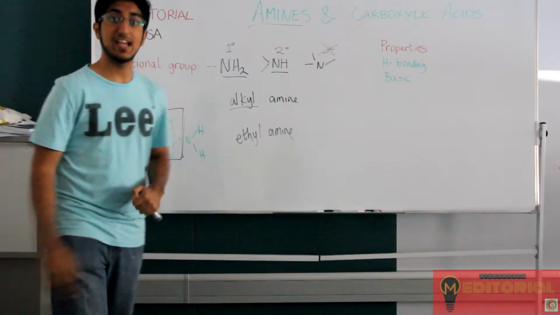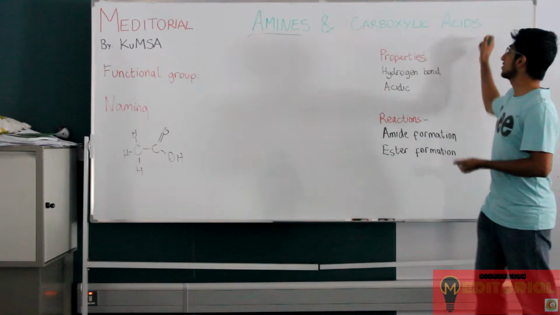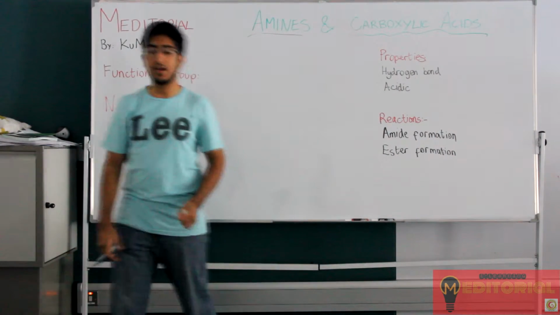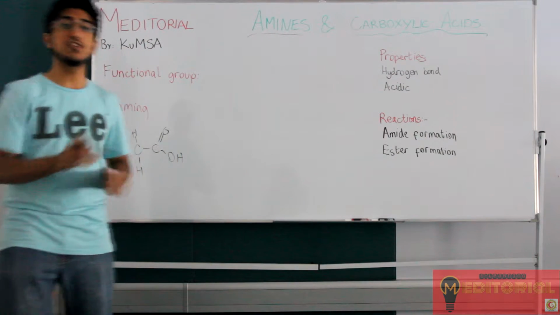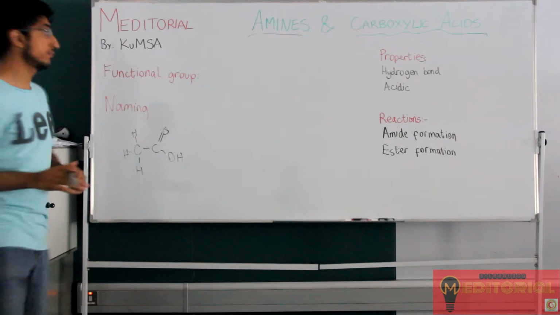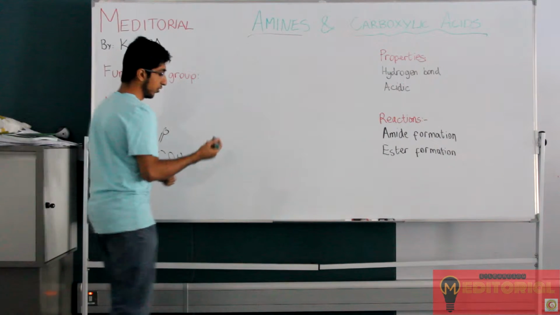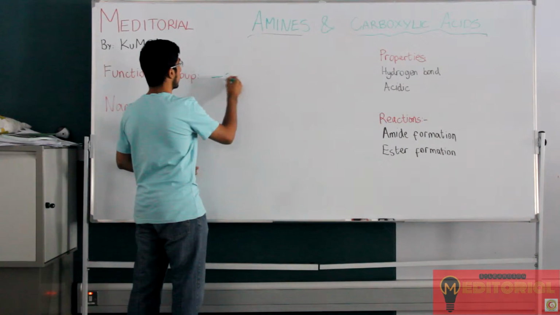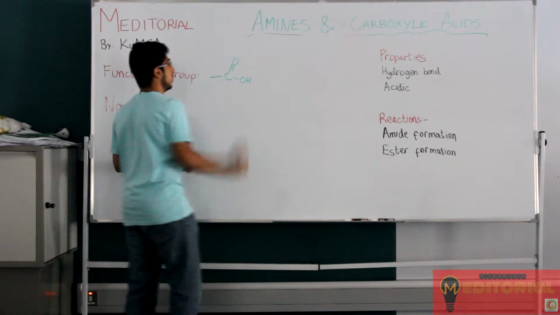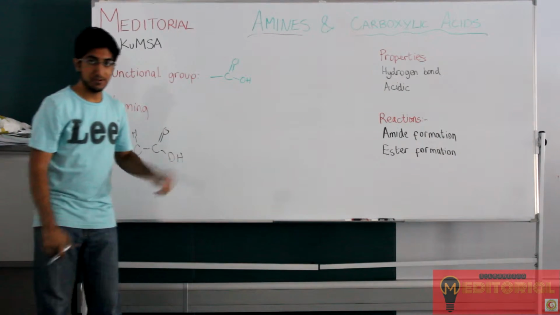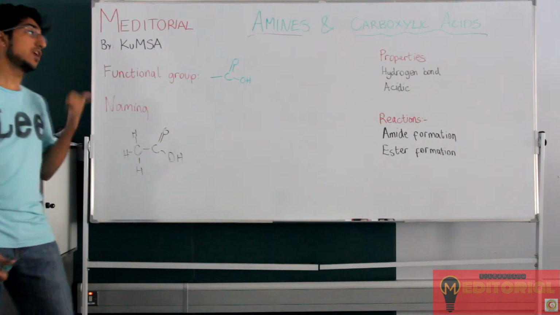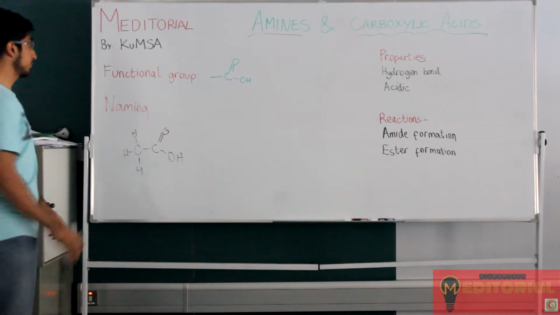On to carboxylic acids. Now, carboxylic acids are very interesting, in fact. They were one of the first organic compounds to be isolated and discovered. Their functional group is C double bond O, OH. That's the functional group of a carboxylic acid. You better get used to it because in organic chemistry, you'll be seeing that a lot.